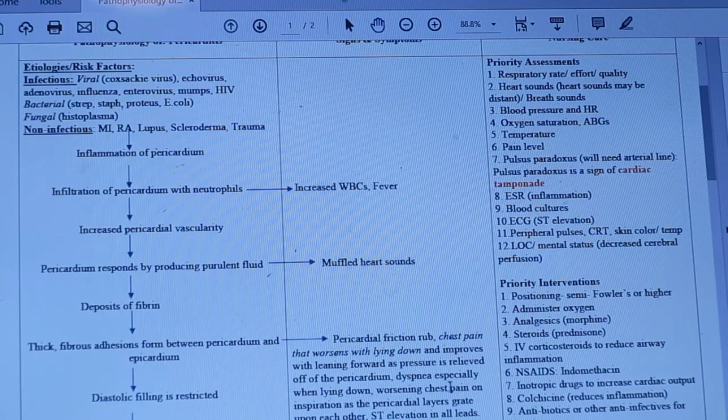The patient will experience dyspnea, especially when they're lying down. Chest pain on inspiration, because when the patient breathes in, those layers rub and grate against each other. And then ST elevation in all leads.